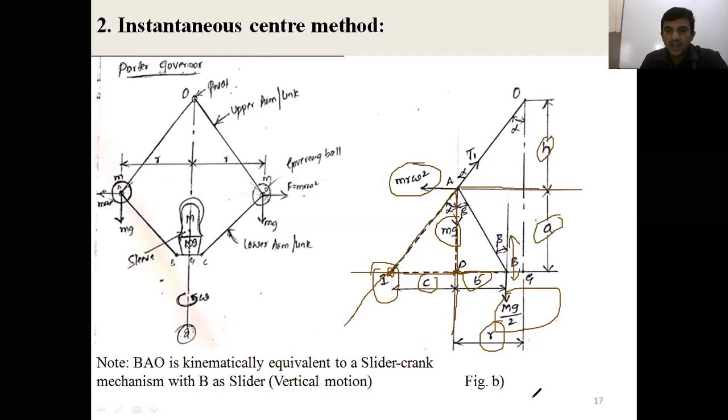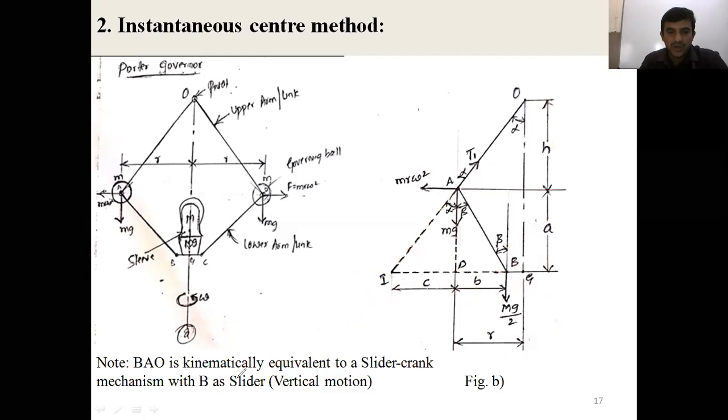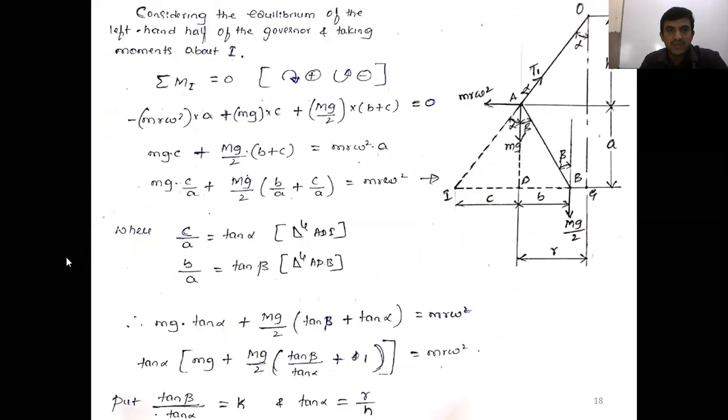Okay, up to this, in the last class we discussed, and also we started the derivation, right? Now how do you determine the height and speed of the governor? By going for the instantaneous center method. Now we'll consider an arbitrary movement about point I. The vector sum of all the moments about point I is equal to 0. Now what is the sign convention? Clockwise moments are positive, counterclockwise moments are negative.